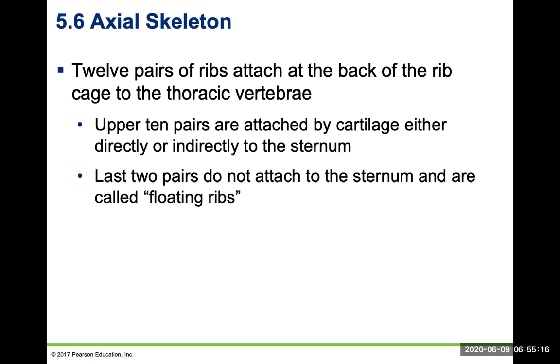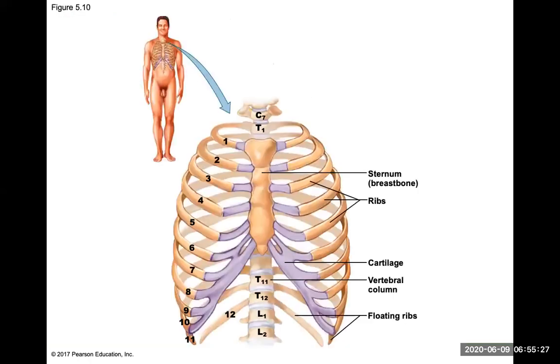12 pairs of ribs attach at the back of the rib cage to the thoracic vertebrae. The upper 10 are attached directly to the sternum, which is your breastbone, and the last 2 pairs do not attach to the sternum and are called floating ribs. So here's a look at your 12 pairs of ribs, how they're attached to the thoracic vertebrae in the back. 10 are attached to the sternum in the front, and the bottom 2 are what we call floating ribs.